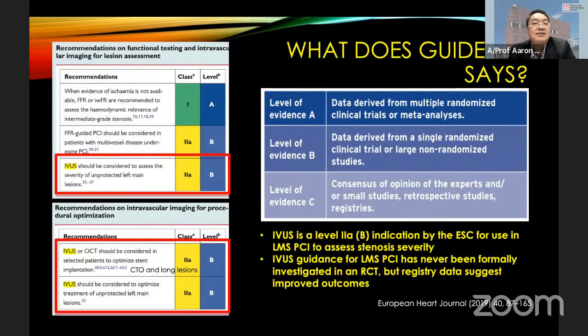So what does the guideline say? It's actually only a 2A recommendation to assess the severity of unprotected left main, and also 2A for optimization of stent implantation. So that is mainly for CTO and long lesions. And for unprotected left main, again, it is 2A.